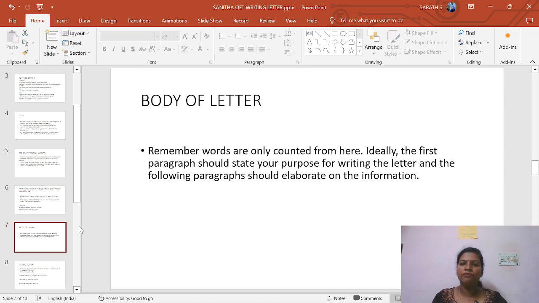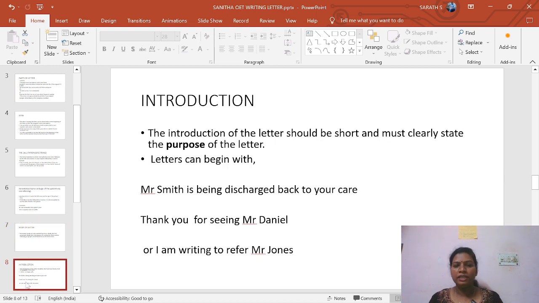Ideally, the first paragraph should state the purpose of your letter. The first paragraph always you have to write the purpose of the letter, and the following paragraphs, you have to elaborate the patient information. Keep it in your mind. I am repeating once more: first paragraph always, you have to write the purpose of the letter. That is introduction.